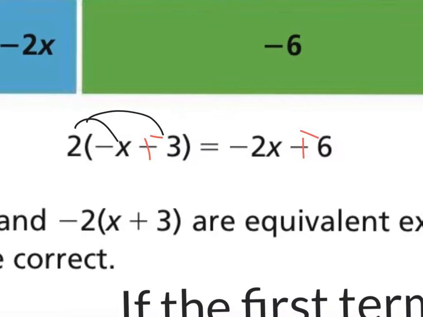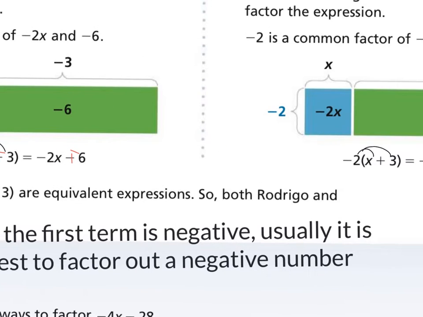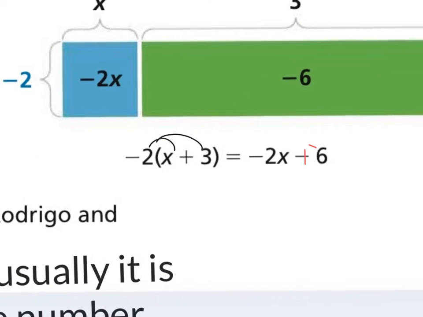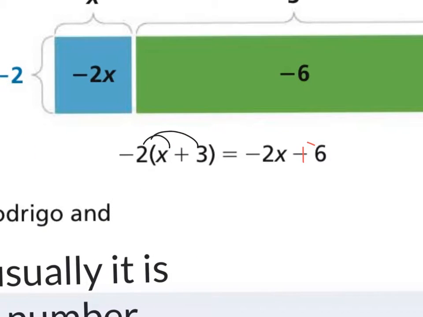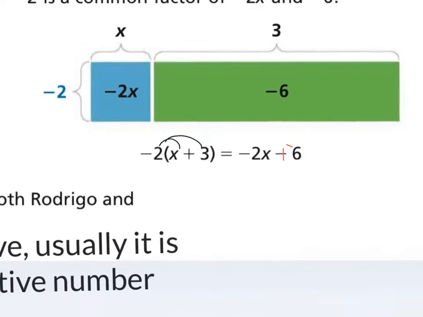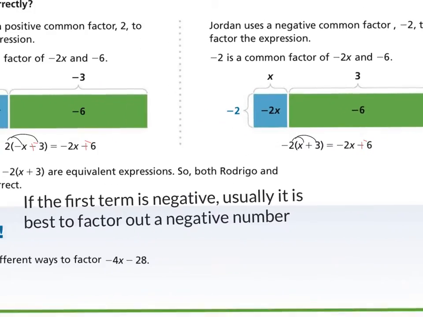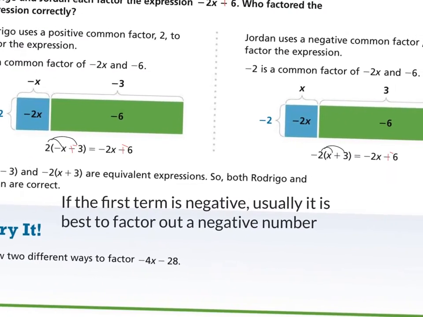So negative 2 times negative x would be negative 2x. And then negative 2 times 3 would be negative 6. So negative 2x plus negative 6. So that works. If we look at the other expression, they factored out a negative 2. Negative 2 times x is negative 2x. Negative 2 times 3 is negative 6. So that also worked. So technically they both are okay with how they factored this. Depends on the situation on what we would actually want to do here.